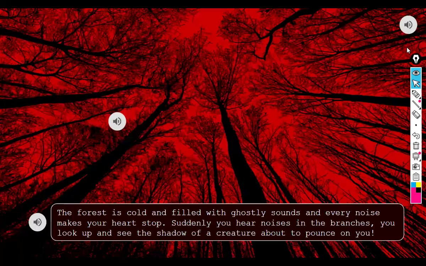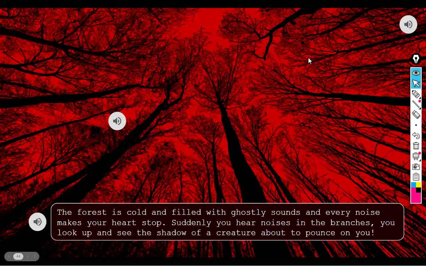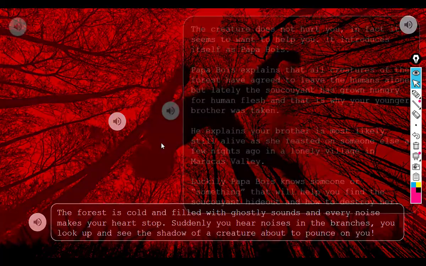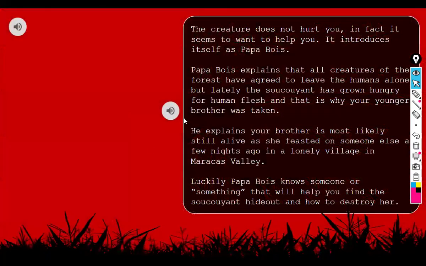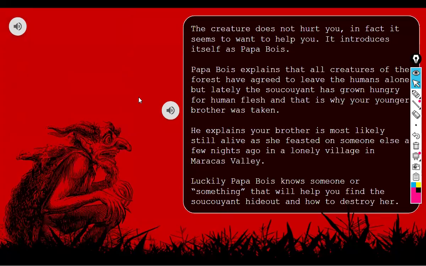All right, remember something had jumped from the trees. The forest is cold and filled with ghostly sounds, and every noise makes your heart stop. Suddenly you hear noises in the branches. You look up and see the shadow of a creature about to pounce on you. Oh, we already had this one, sir. The creature does not hurt you, in fact it seems to want to help you. It introduces itself as Papa Boys.